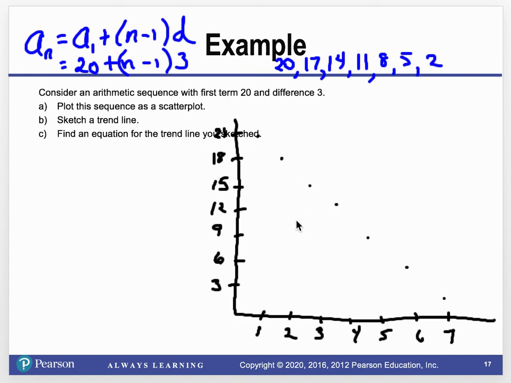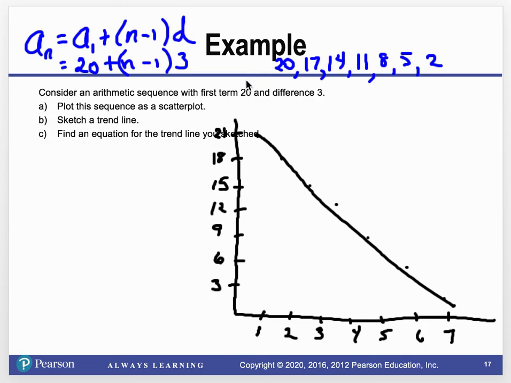So here it is as a scatter plot. If I'm sketching the trend line, I would just go, hopefully, right through the points and find an equation for the trend line you sketched. Okay, so here's what I was saying earlier. This one, I don't have the y-intercept. However, since it is a definite linear equation, I know that really it's going to go through up here at 23, since if I work backwards, I'm adding 3 each time.